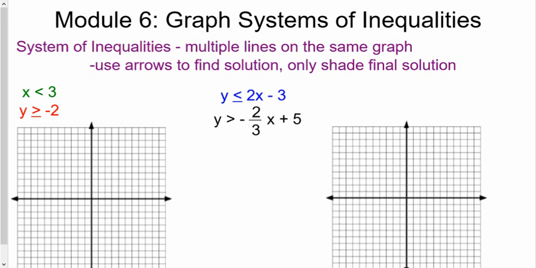Module 6, graph systems of inequalities. So a system of inequalities is multiple lines on the same graph. So we are going to use arrows to help us find the solution. Remember to only shade your final solution.